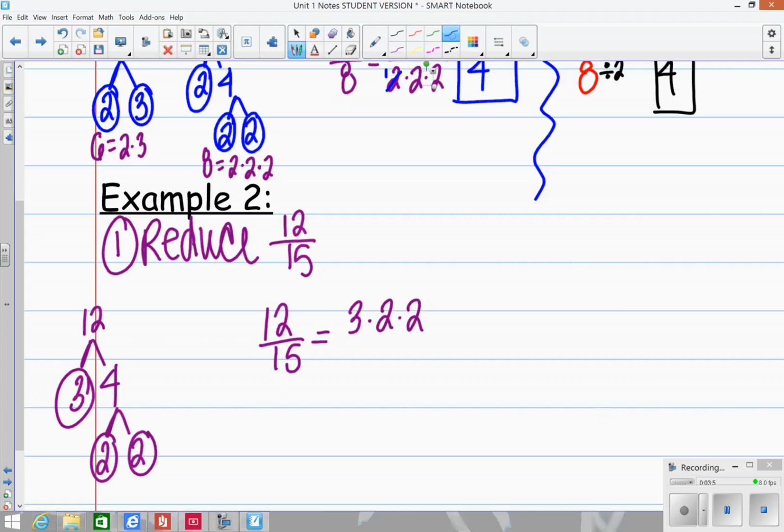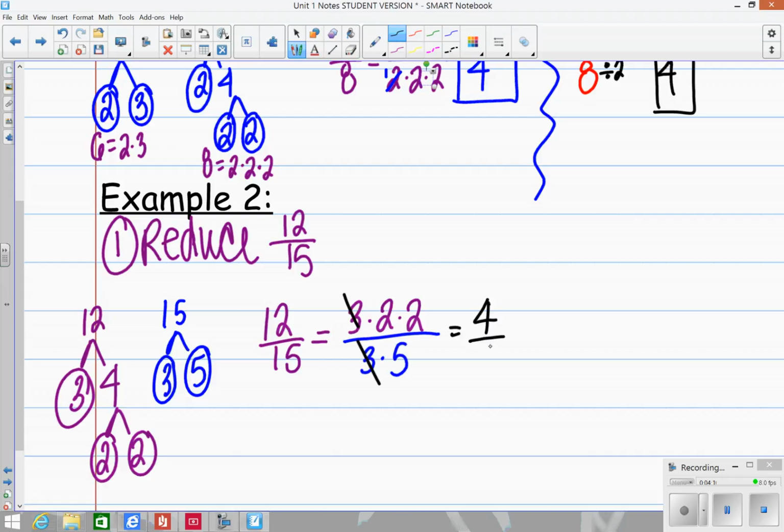And then I'm going to break up 15 as 3 and 5, which are both prime. So on the bottom, I'm going to have 3 times 5. Cancel anything from top and bottom. So basically, you're just dividing it. So you're left with 1 when you divide 3 divided by 3. So then I'm left with 4 over 5.